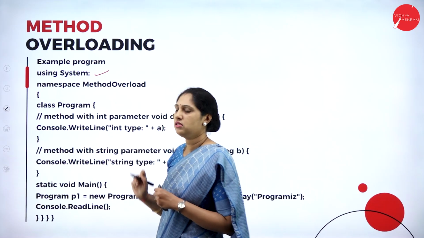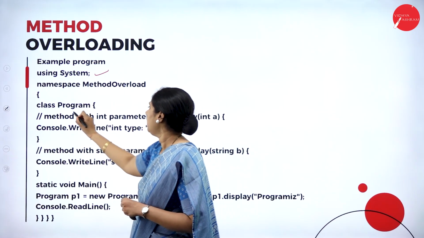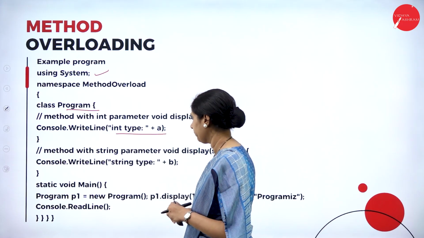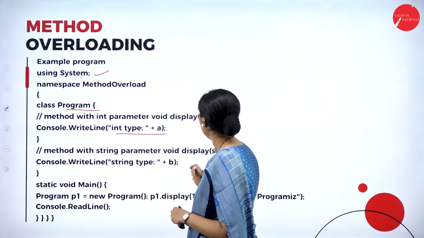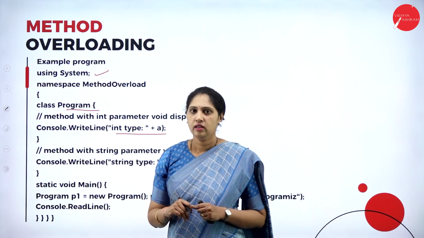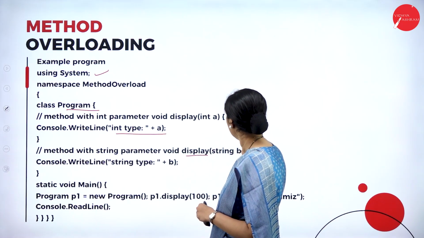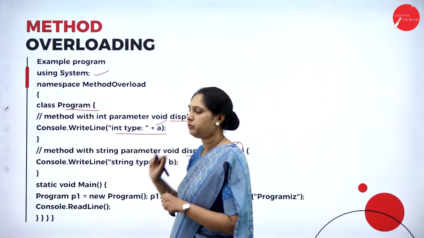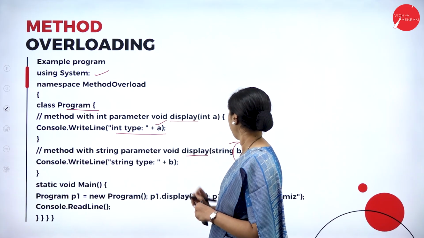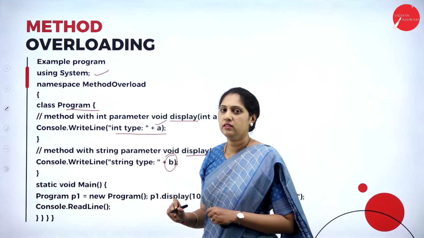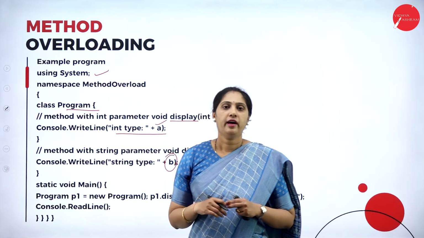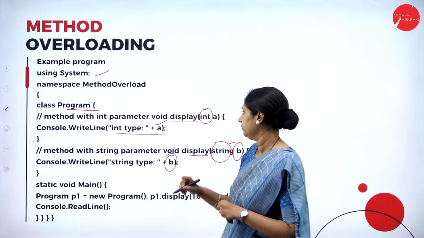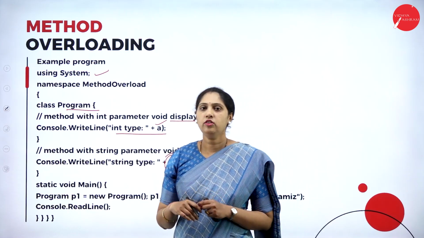So this is all the common syntax. You all know this: using System. Then inside my class Program, I will write a display function with int A. Next you have a display function with string B. So here you have a display function where A is printed. Here also you have a display function where B is of type string. Same name but different parameter types. See, this is integer, this is string. So this is method overloading.